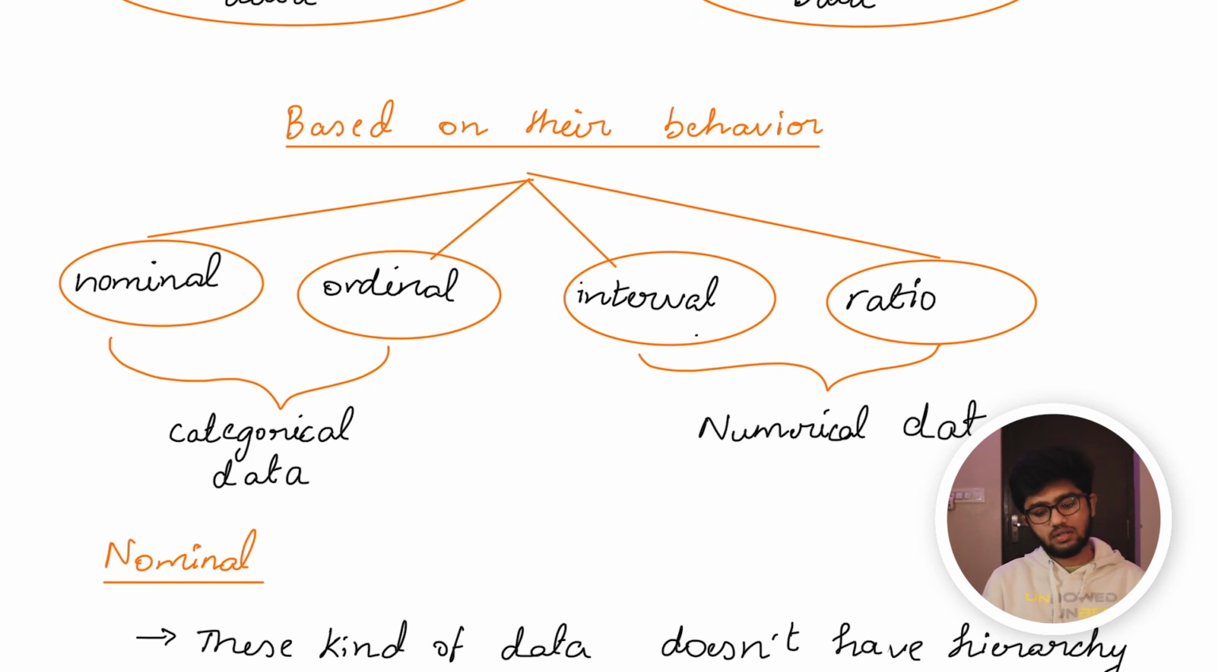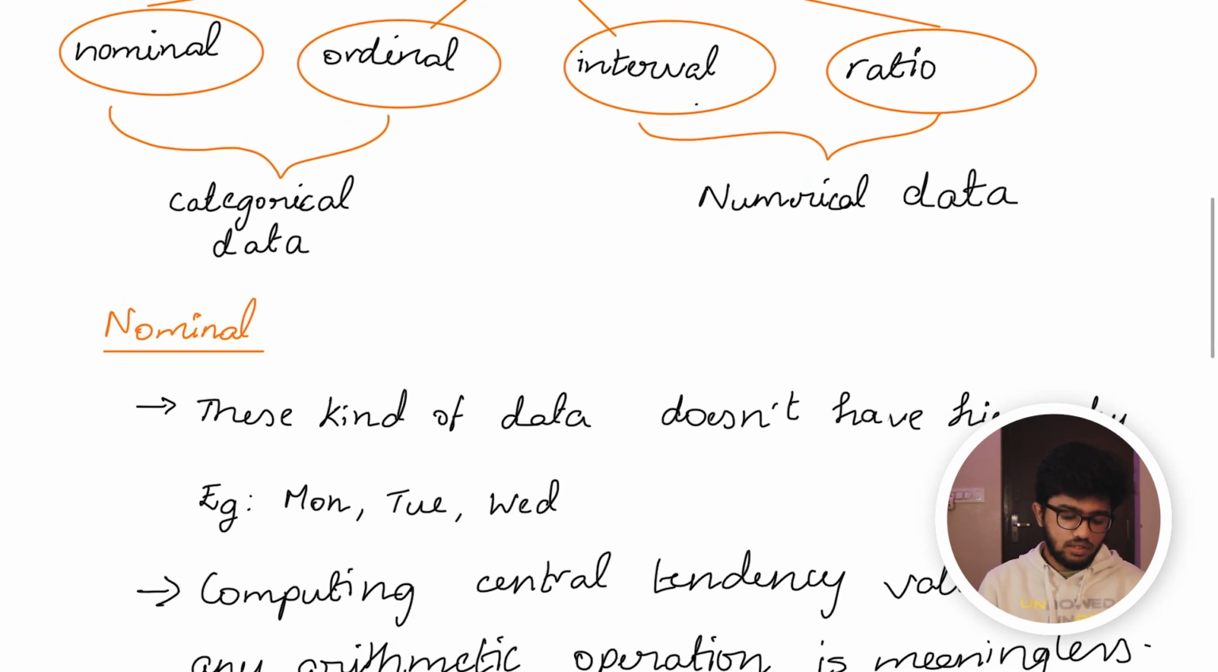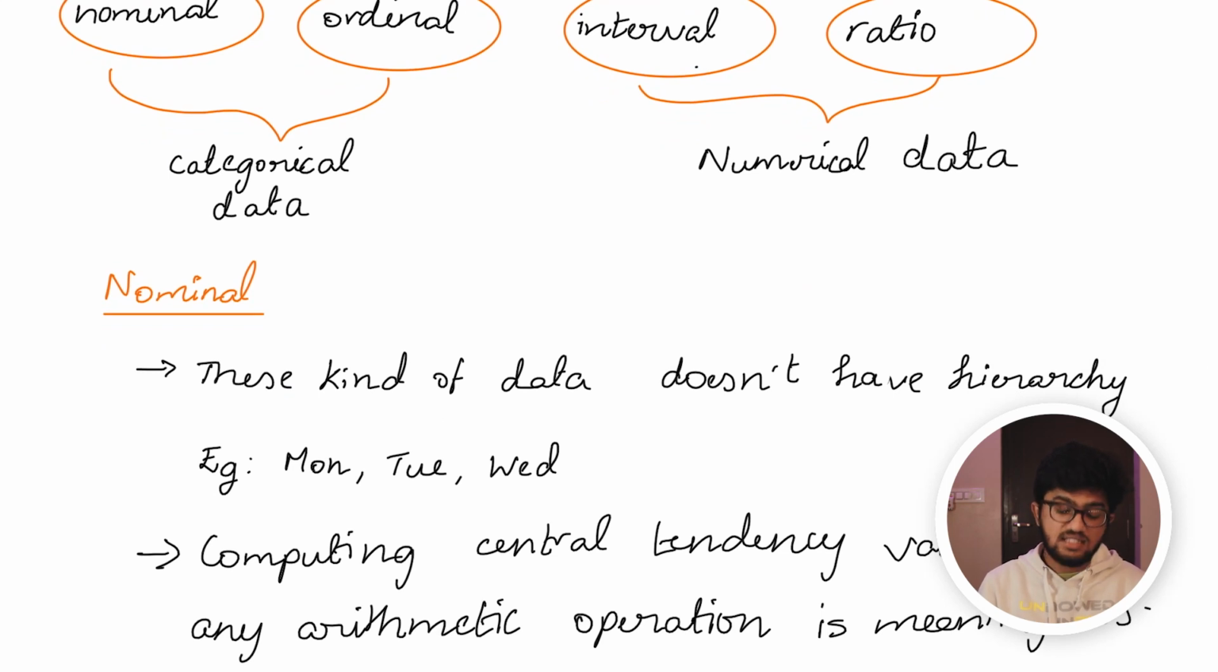Now comes the main classification, based on their behavior. It can be classified into nominal, ordinal, interval, and ratio. Here, nominal and ordinal belong to the categorical data, whereas interval and ratio belong to the numerical data. Let's see about nominal. This kind of data doesn't have hierarchy. It is an important point to remember. Hierarchy means it doesn't have any order between them. Let's take an example of the days of the week: Monday, Tuesday, Wednesday. Monday is in no way greater than Tuesday, which is in no way lesser than Wednesday. All are equal.